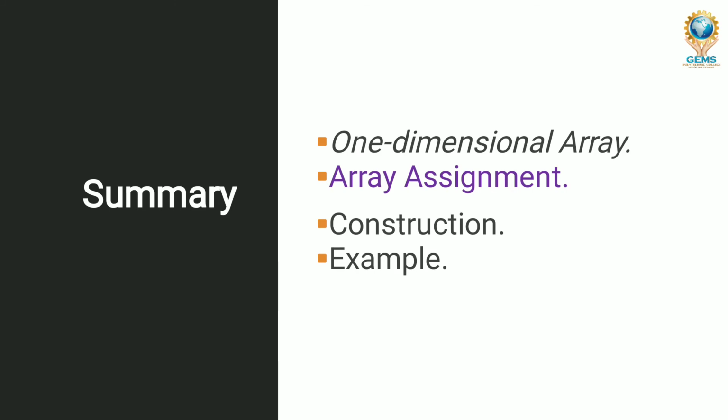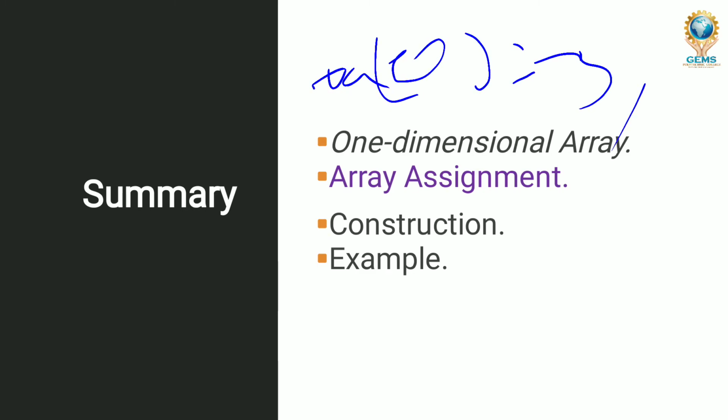Here I want to sum up. I taught you first the one dimensional array. What is a one dimensional array? Second is array declaration, array initialization, and array assignment. Array assignment means allocating the values to the array, giving the values to the array. So assignment is nothing but, for example, a[0] location equal to 3, which is called assigning elements to the array.